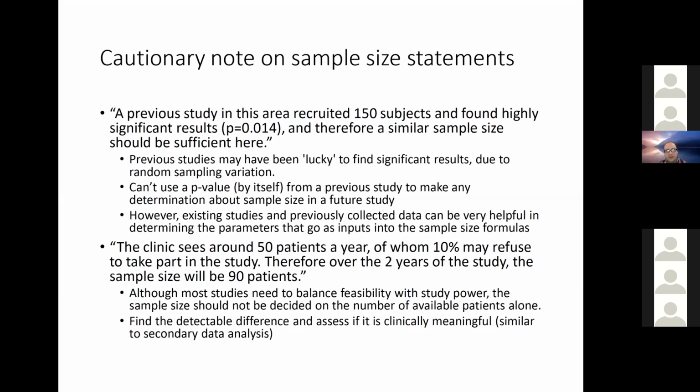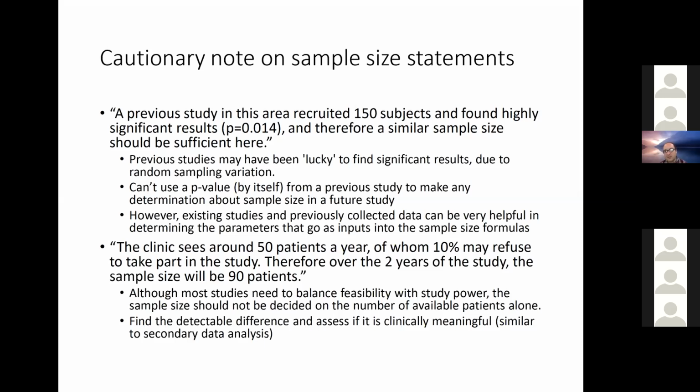Another erroneous statement here would be: the clinic sees around 50 patients a year, of whom 10% may refuse to take part in the study. Therefore, over the 2 years of the study, the sample size will be 90 patients. The problem with this is that it's just basing sample size on the number of patients that are available. And this could be much larger or much smaller than what you actually need for power.